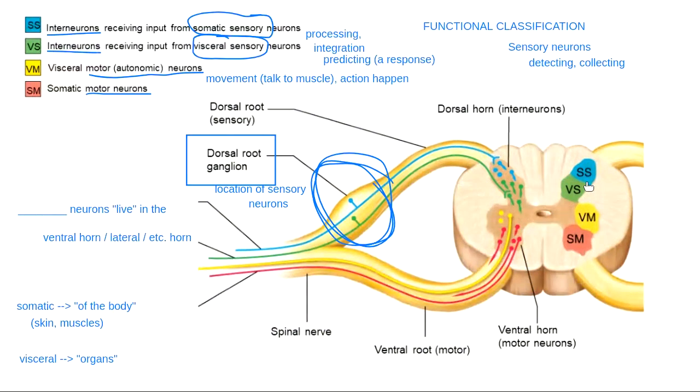Let's move up to our next horn here. The next one, as we're working our way toward the front, is the yellow one. The yellow one here is the first place that I see motor neurons. So we're talking about the lateral horn now. The lateral horn has motor neurons in it, but specifically these motor neurons are called visceral motor neurons.